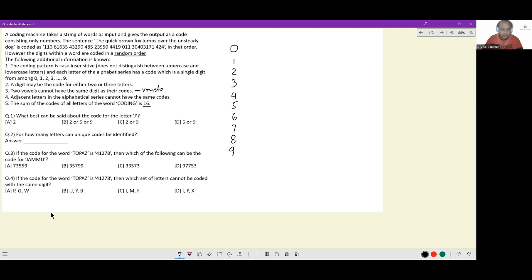So let's try to make sense of the statement. The way we do it is we write down the words: the, quick, brown, fox, jumps, over, the, unsteady, dog. And the code is given as 1106165439290.